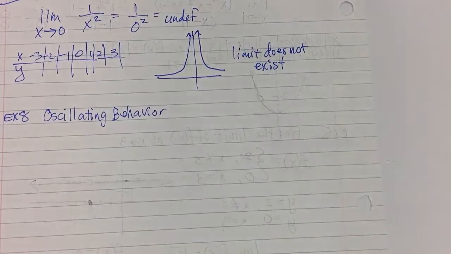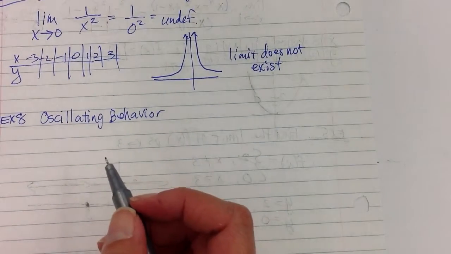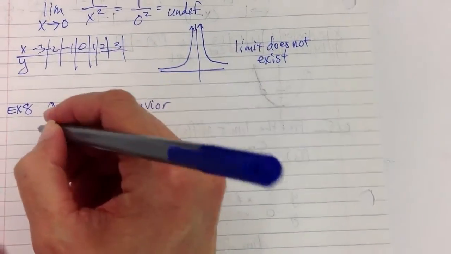That's when behavior goes back and forth, like your best friend, right? You go back and forth. One moment you're friends, another moment you're not, then you're friends, and then you're not.